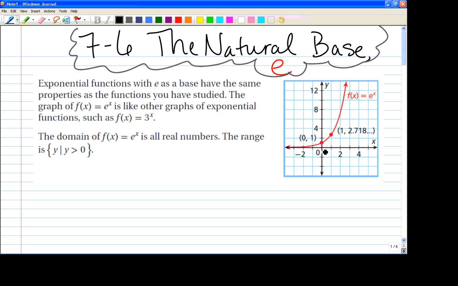So in our graph, still e to the 0 is 1. E to the first power is 2.718281828 and so on. So there is our parent function graph. It's a good idea to know what that looks like.